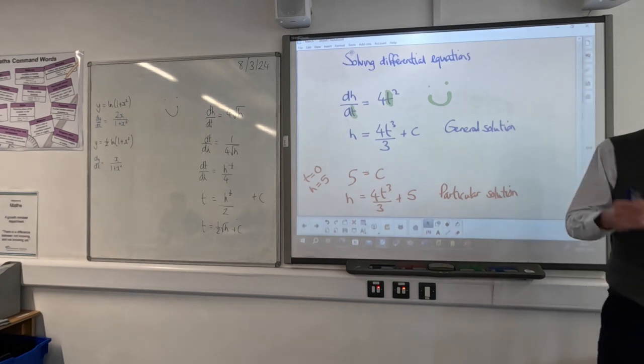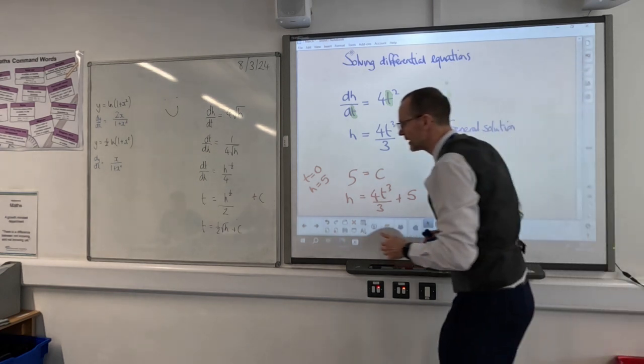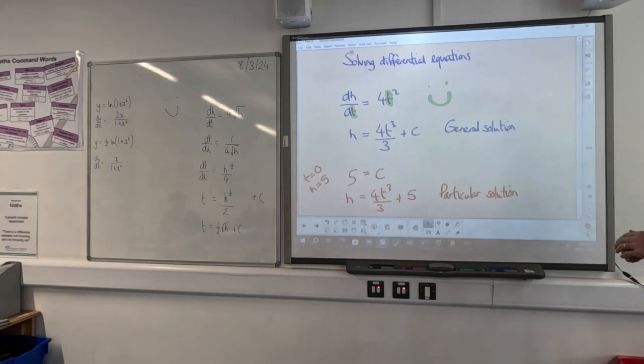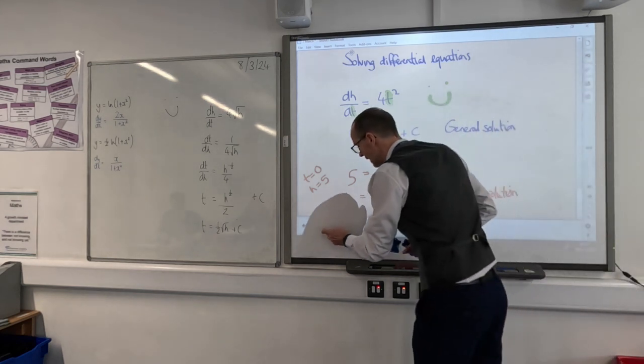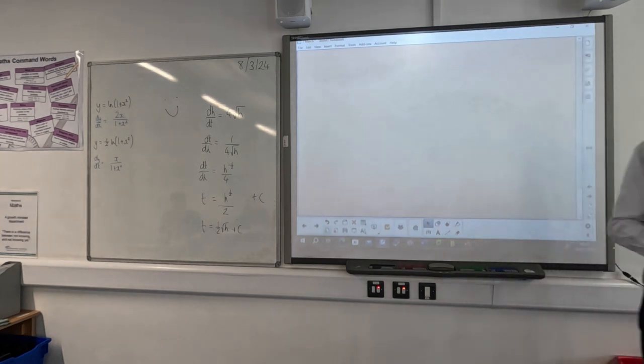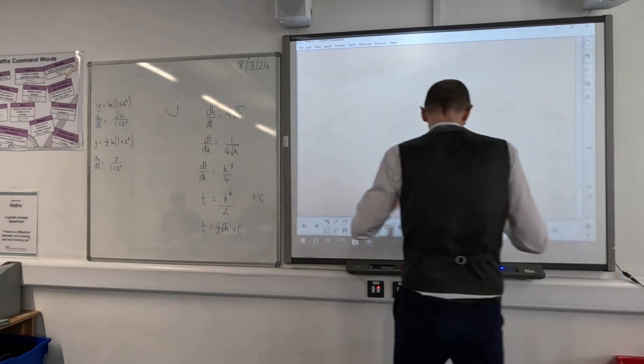Now that's all well and good. I don't think we've learned anything particularly new, apart from maybe a few new terms like differential equation, general solution, particular solution. Let me present you with the sort of differential equation that we are by far the most likely to encounter.